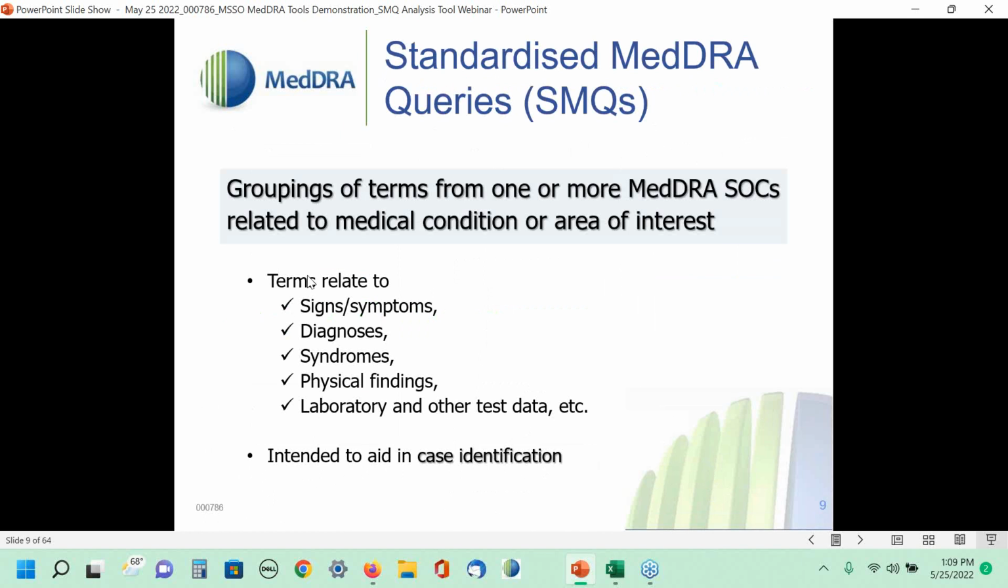So as we said before, the terms in any query can be related to a wide range of things, including diagnoses and disorders, signs and symptoms, syndromes, physical findings, laboratory results, imaging studies, results of those studies, and other things, including such things as therapies for a particular condition of interest, or maybe even some of the social circumstances around a person who has a particular medical condition. But the key thing about SMQs is that they are intended, like with any query, to aid you in identifying a case of interest.